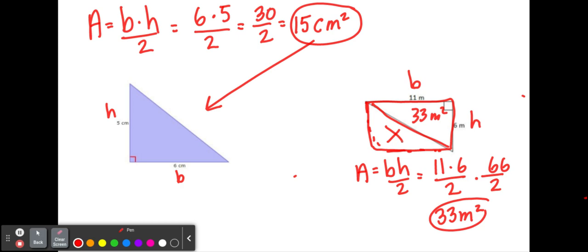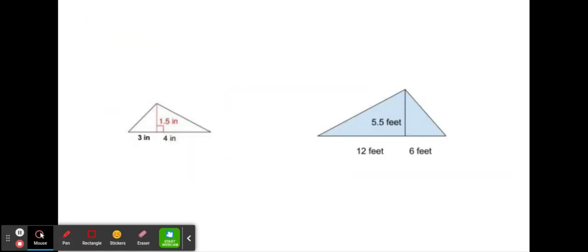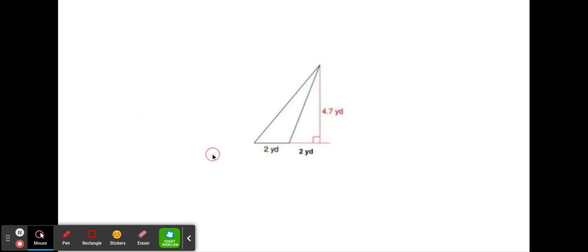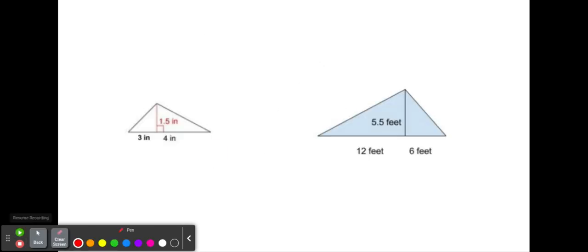Now let's do a couple more examples. These are not right triangles like the first 2 examples. They're both acute triangles, right? They have 3 acute angles inside them. So I use the same formula for all triangles, base times height, and then I divide it by 2 because it's half of whatever square, right, that it would be a rectangle, even if it's an acute triangle.